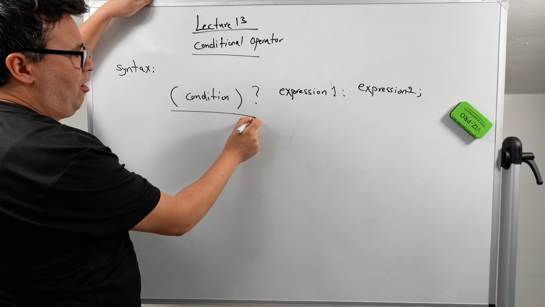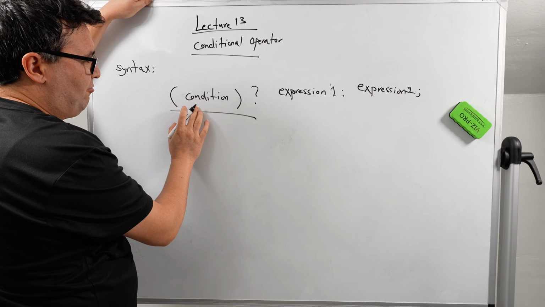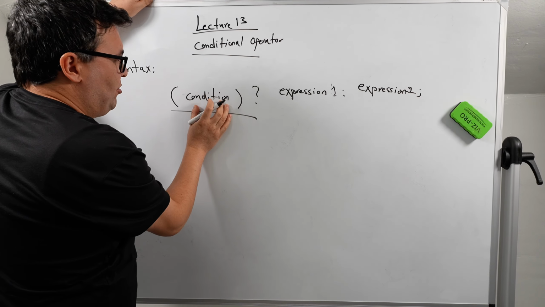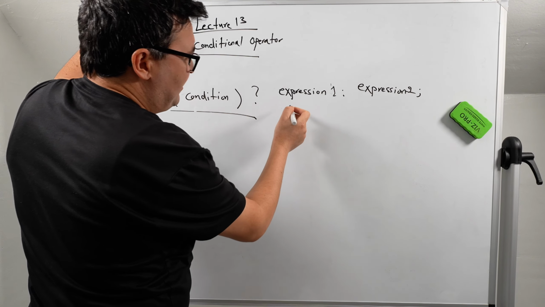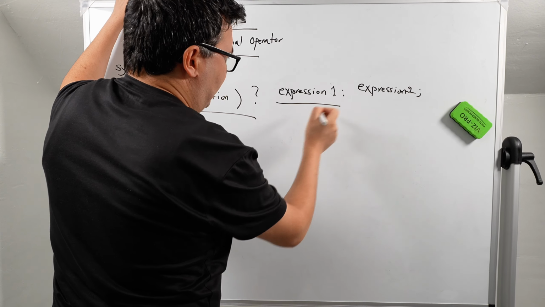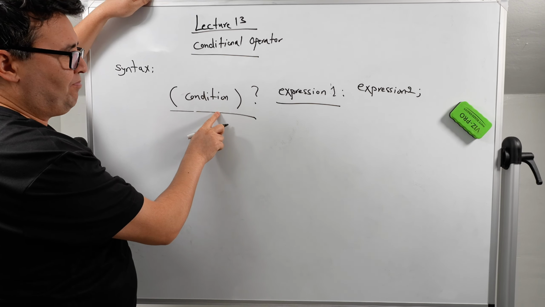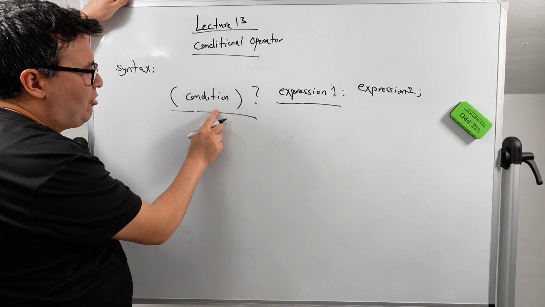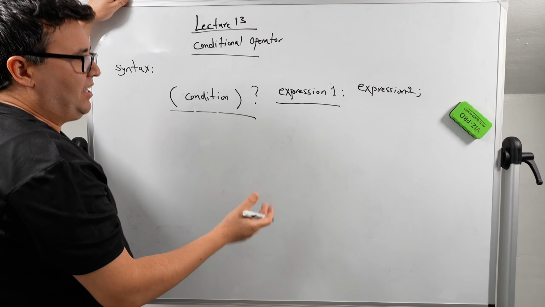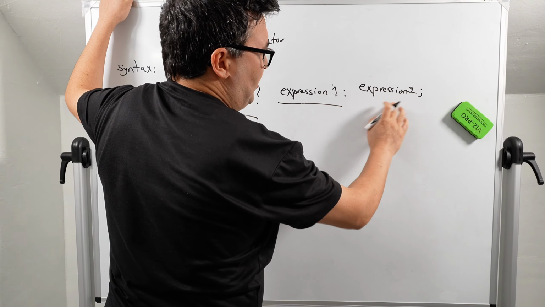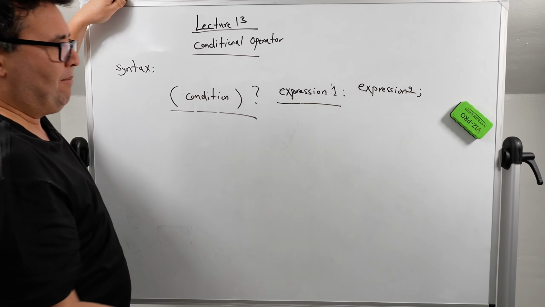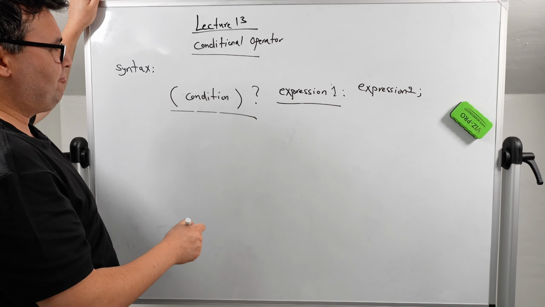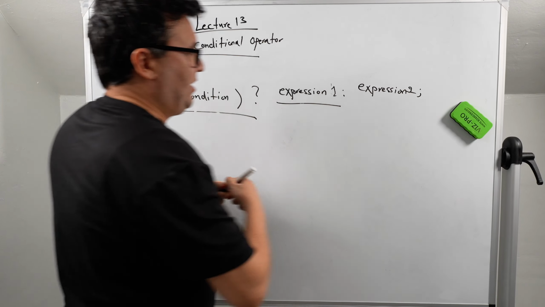Here we have our condition. First our compiler checks the condition. If the condition is true, it executes expression 1. And if the condition is false, it executes expression 2. For example, let's check it.